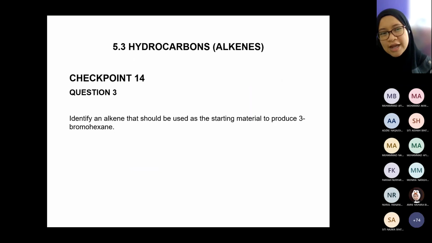You can do this one by yourself. Identify an alkene that should be used as a starting material to produce 3-bromohexene. So given is the product, so you have to identify the starting material, the starting reactant that could be used to produce this 3-bromohexene. So you have to work reversely.